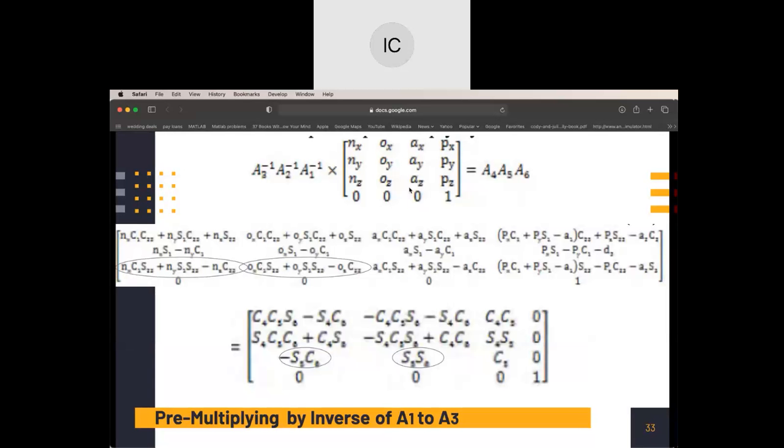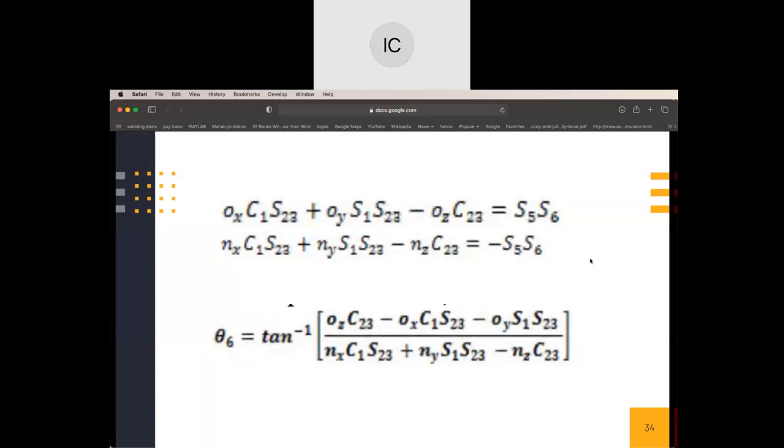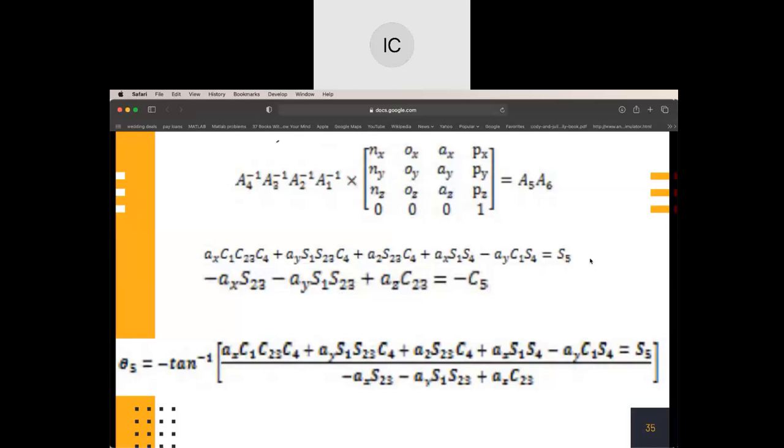Here we're pre-multiplying by the inverse of A1 through A3, which you can see on the top, that top matrix equation. I also circled the values that we're solving for specifically. And here on the next slide, you can see that allowed us to solve for theta 6 as well as theta 5.